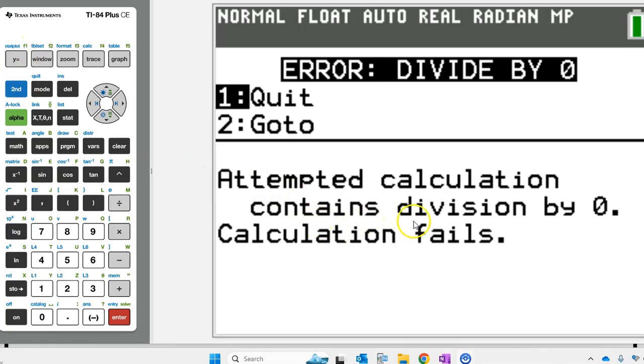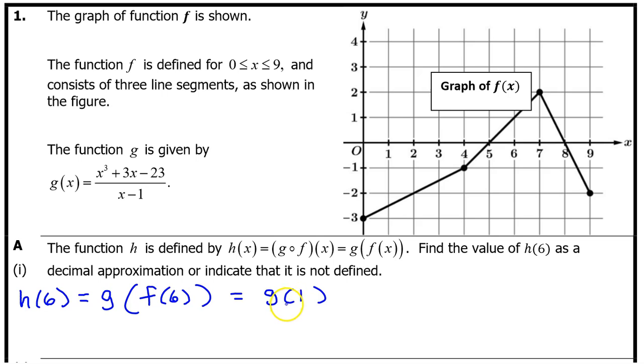Let's look back at our work and see why we are getting this division by 0 error. We should have known from the start that we cannot evaluate g at 1 because of the denominator. If you plug in 1 for x, 1 minus 1 is 0. You cannot divide by 0. So g at 1 is undefined. Be sure to indicate that h at 6 is undefined like this.